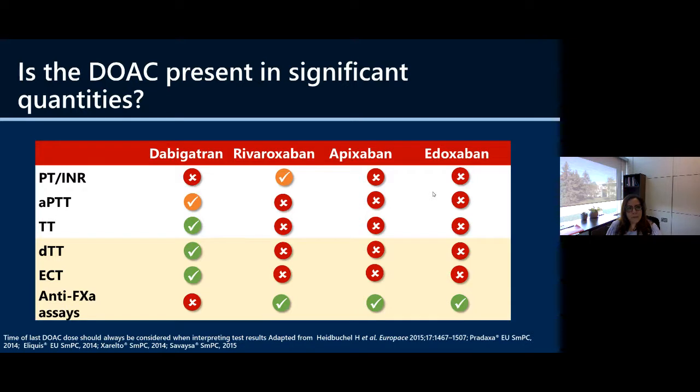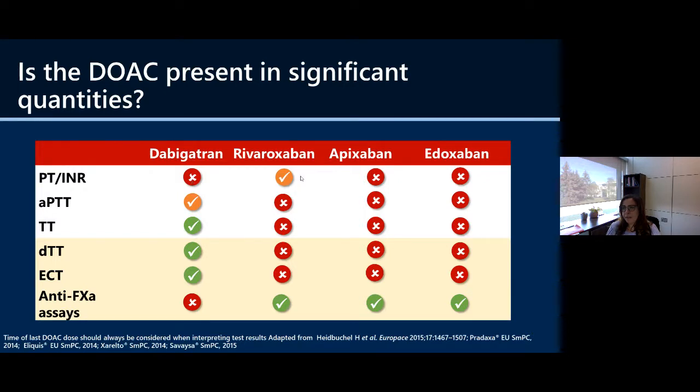So the next step here: we've identified that the patient has a severe life-threatening bleed. We want to know, is there a significant level of DOAC present? And this is tricky because the routine coagulation tests that you're familiar with, listed on the left-hand side of the screen here, are not accurate or reliable for detecting the levels of the DOACs. All of the ones that are not very good at detecting levels of DOACs are indicated by red X's.